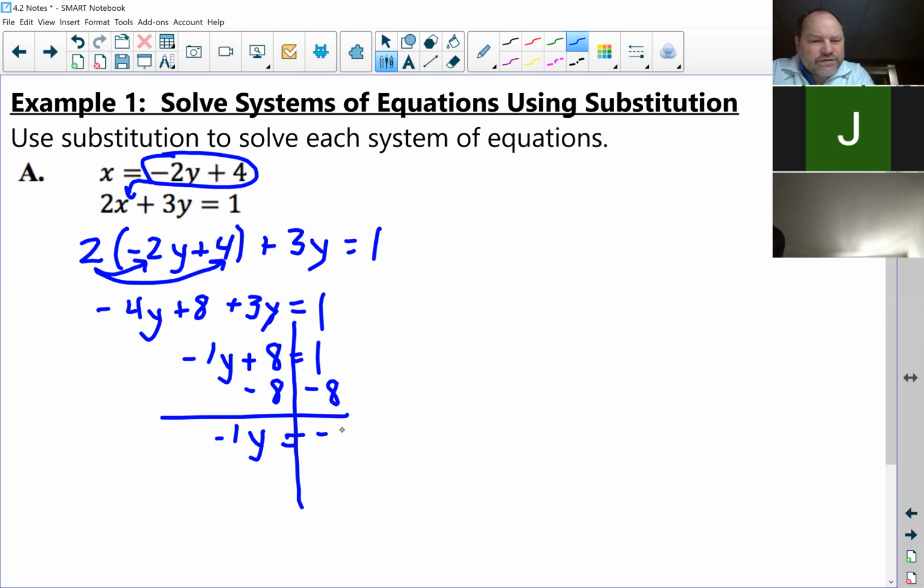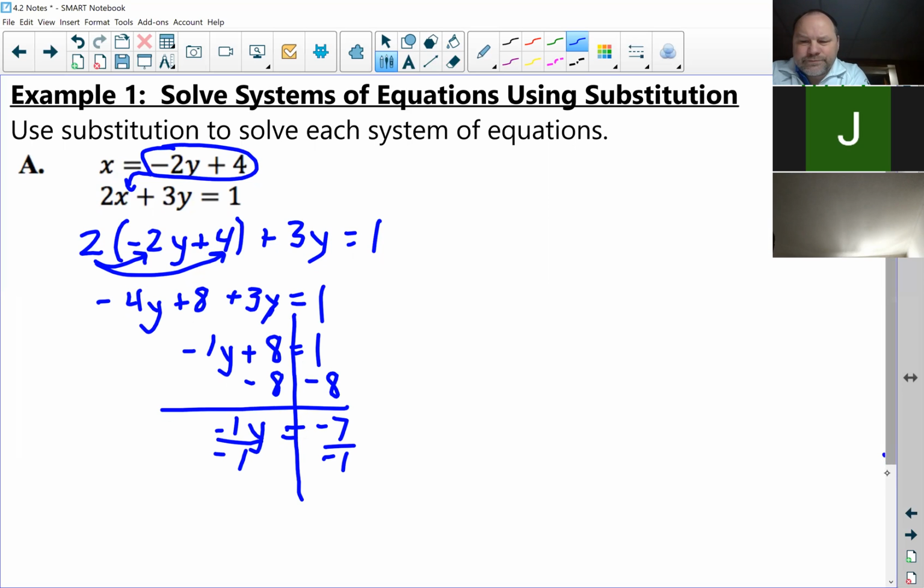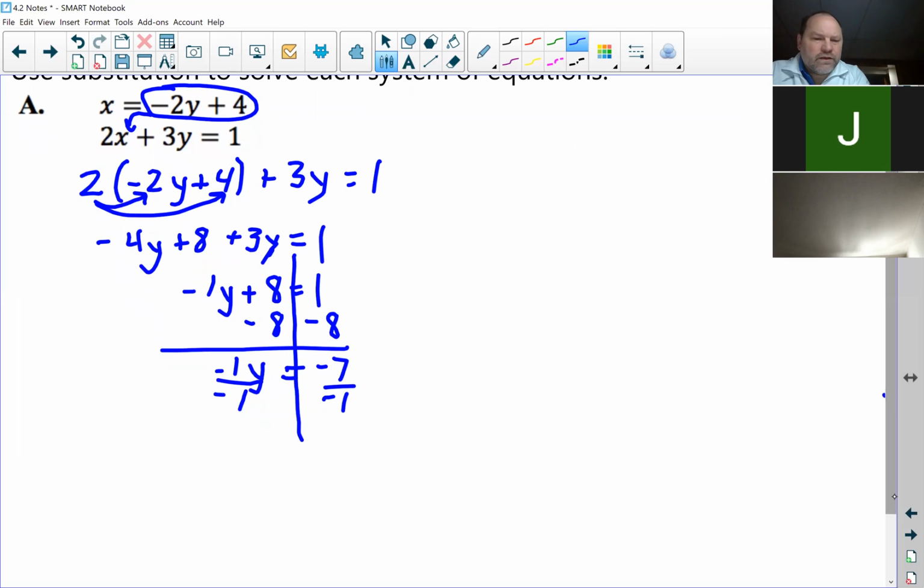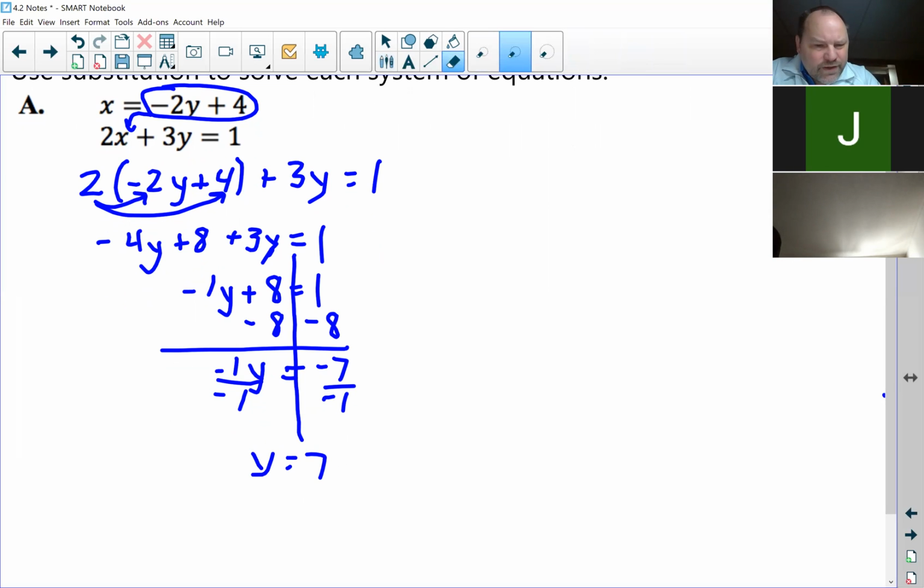1 minus 8 is negative 7. Now I undo the multiplying by negative 1. So I divide by negative 1. And y equals 7. That y looks pretty bad, so let me work on that a little bit. Okay. Now, don't stop there. That's half of your answer.